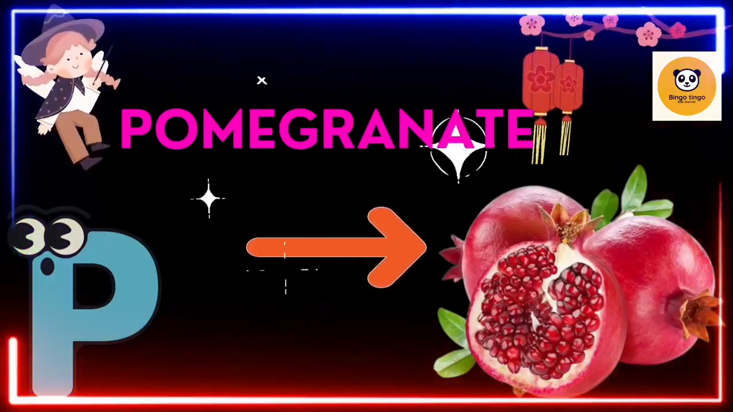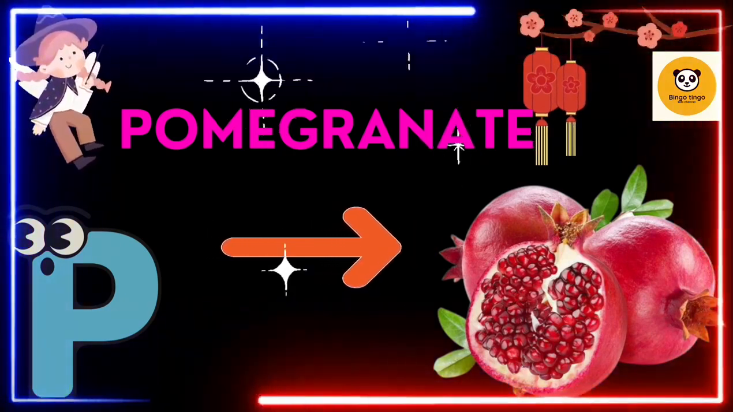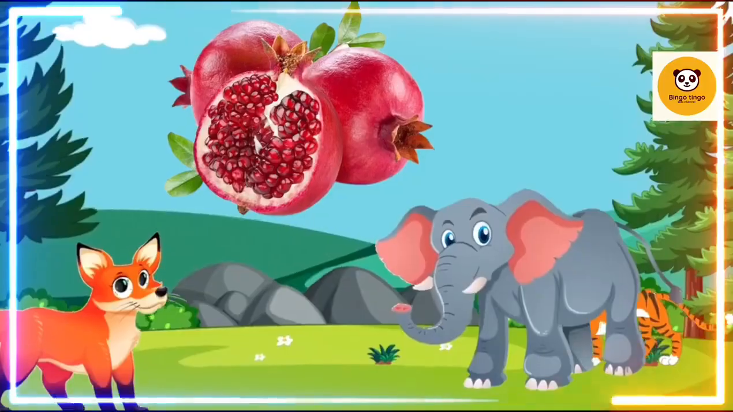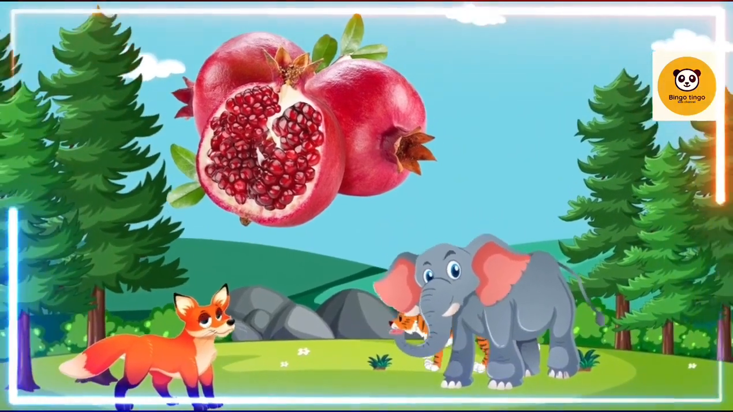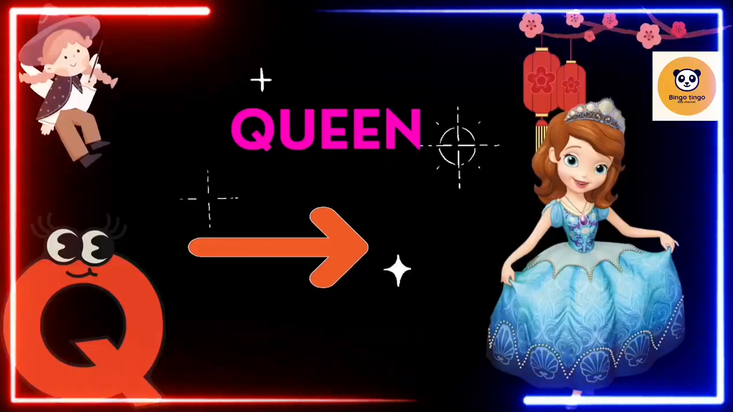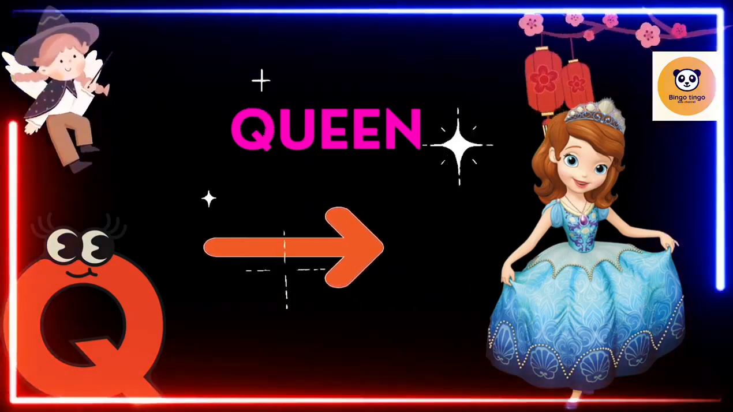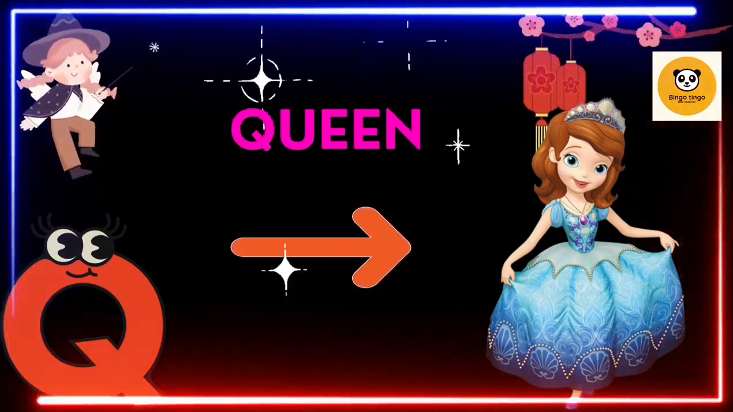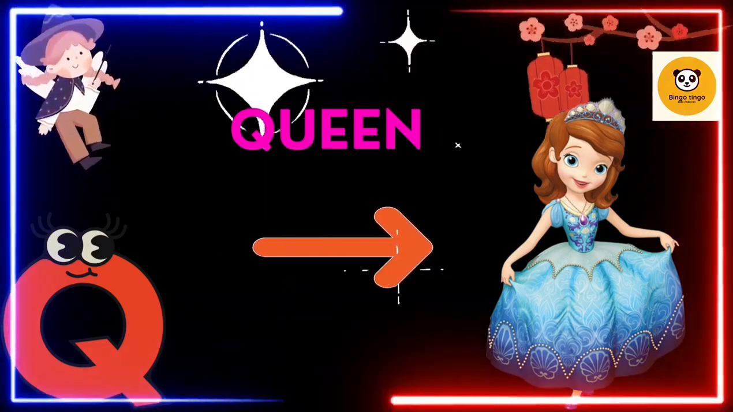P. P is for pomegranate. Q. Q is for queen.